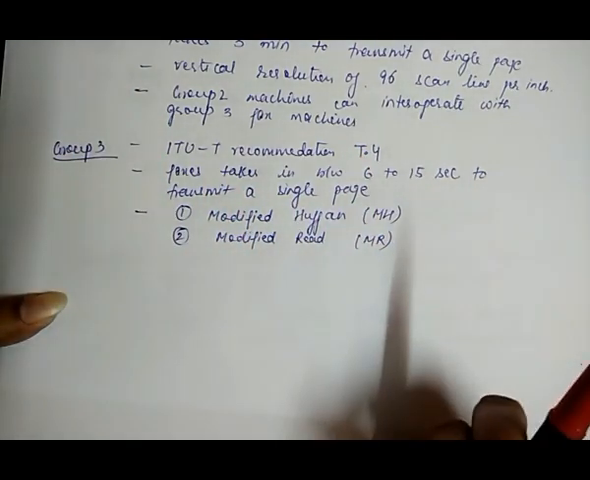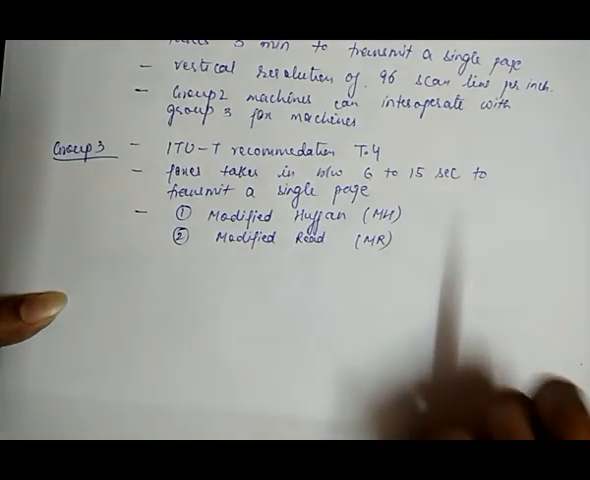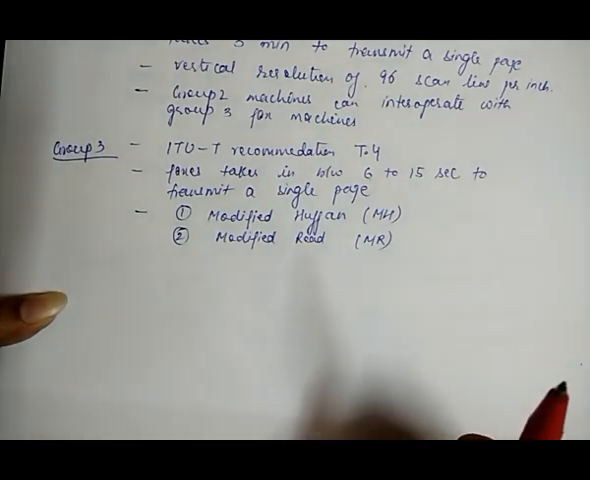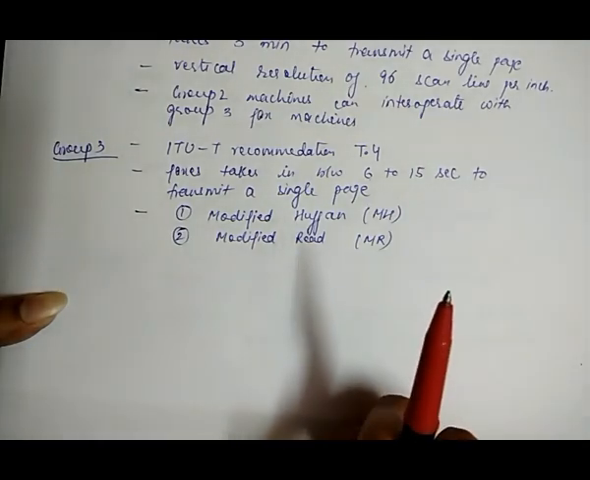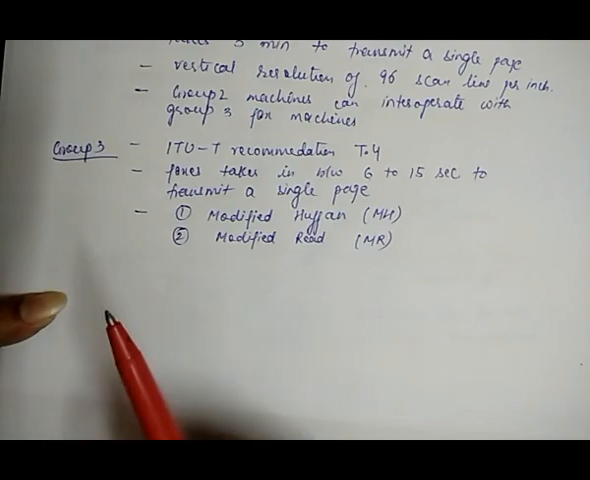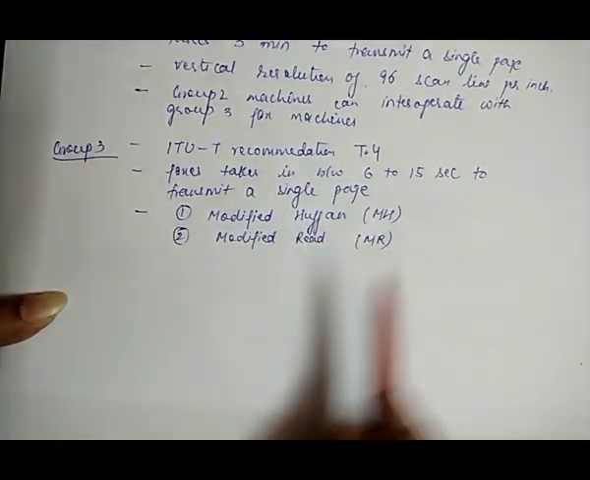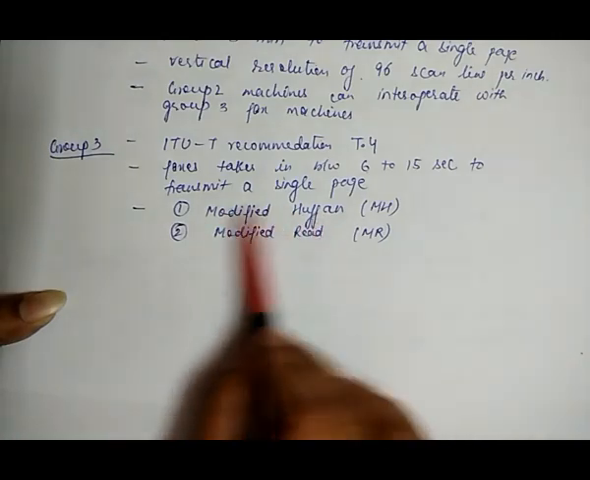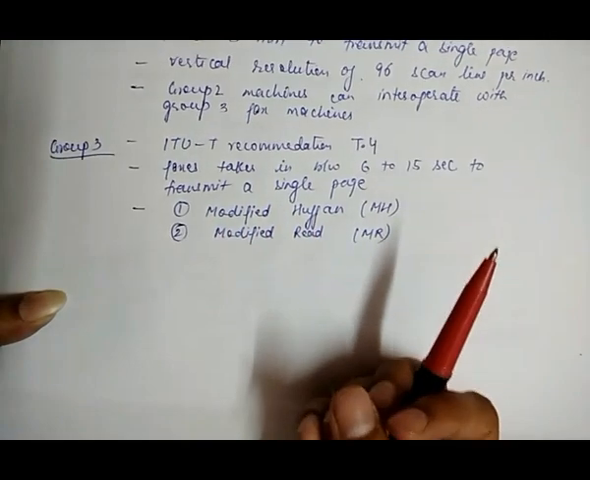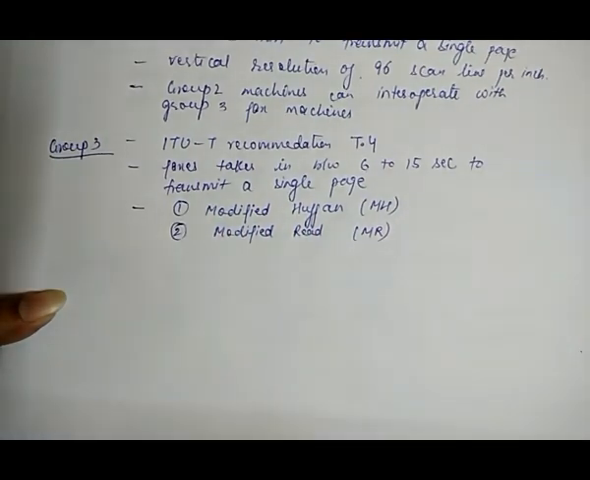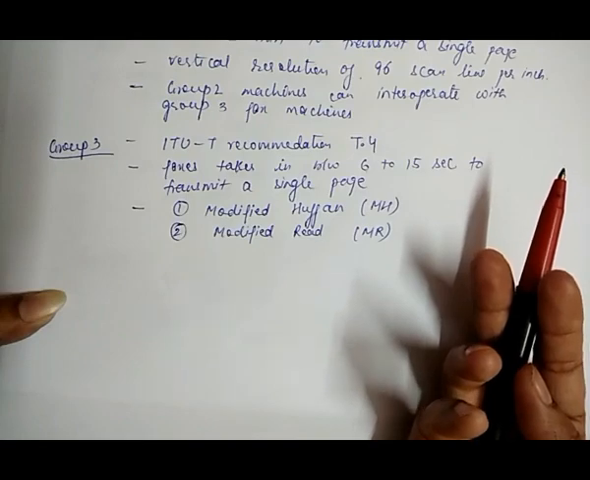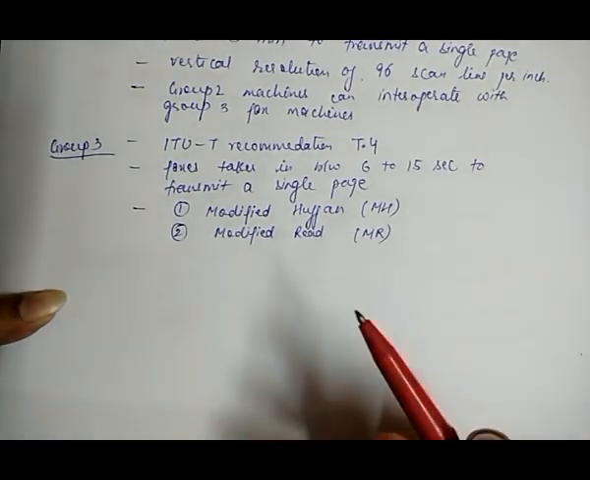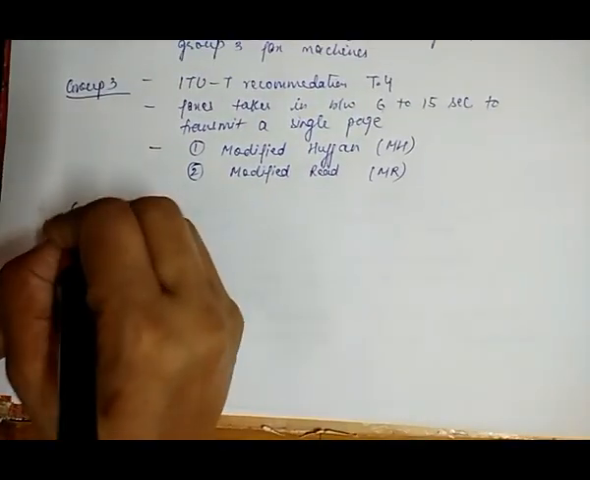Okay, so see what is the basic difference between group 3 and group 2: the time to transmit a single page reduces in group 3. In group 2, we take 3 minutes to transmit a single page, whereas in group 3, it takes only 6 to 15 seconds. And in this, we also use two specified compression methods, which reduce the amount of data that needs to be transmitted between the fax machines to transfer that particular image. And the last group is group 4.